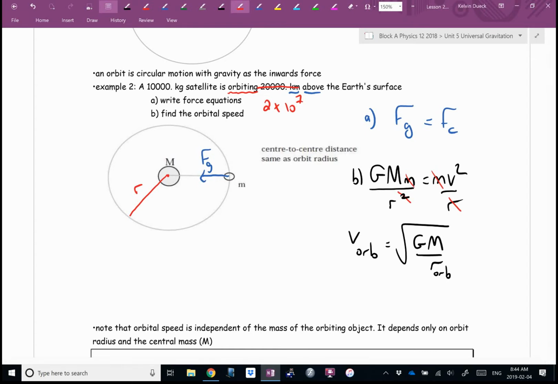No. Why not? What's the next word that we underlined? The word right next to kilometers, the next word? This right here is an altitude, and that's 2 times 10 to the 7th. I need to convert that to a radius measured from the center of the Earth. How will I do that?